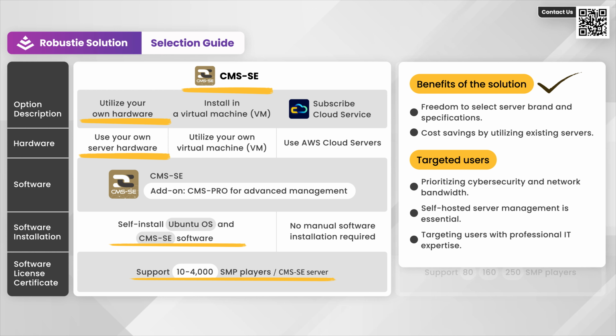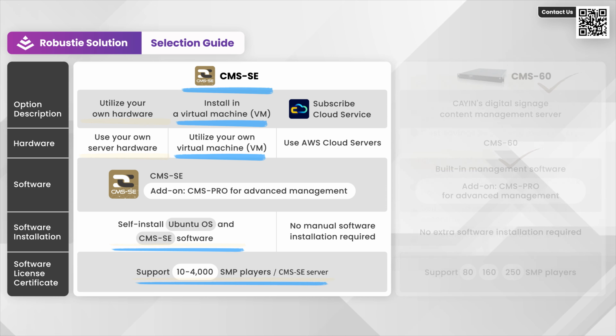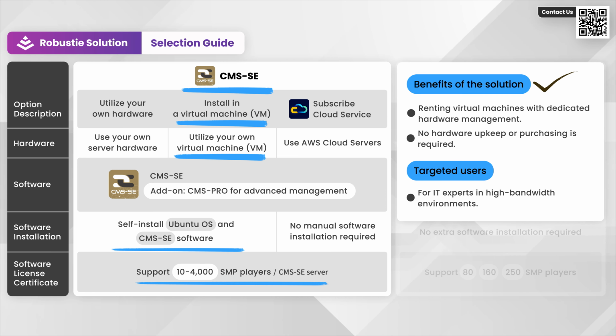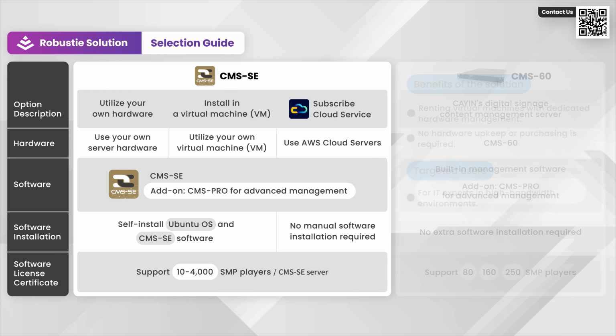The advantages of using physical machines are, you can choose the brand and specifications of the server hardware yourself. You can use existing servers to save costs. It is suitable for, in consideration of cybersecurity and network bandwidth, those in need of self-hosted server management, users with professional IT expertise. The advantages of using virtual machines are, renting virtual machines with dedicated hardware management, no need for hardware maintenance or purchasing. It is suitable for, in an environment with sufficient network bandwidth, users with professional IT expertise.